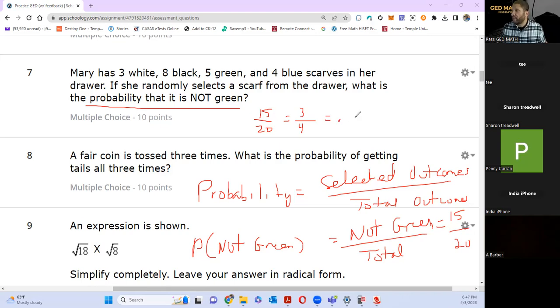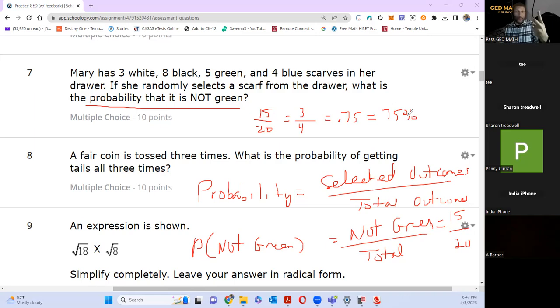0.75. What's the percent equivalent of 3/4? 75%. You have to be ready to give your answer to a probability question as a fraction, a decimal, and a percent. You have to be ready for all three. These are not hard. Probability, you're only going to have one or two.